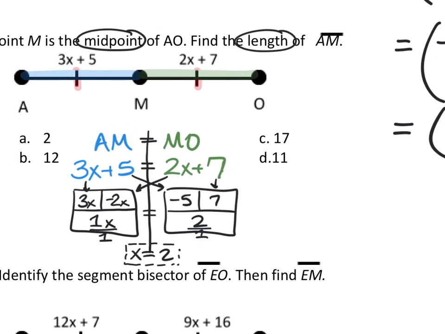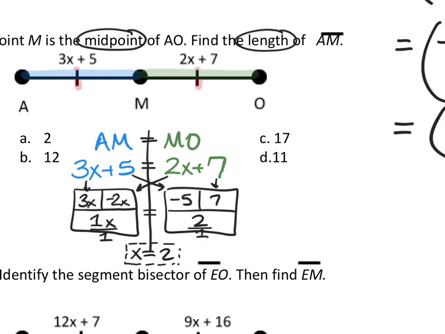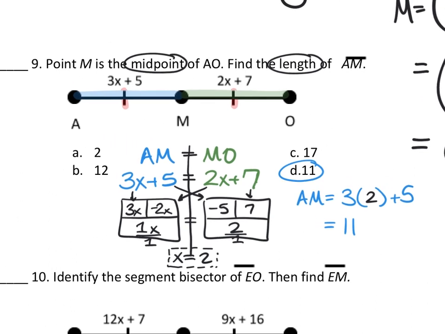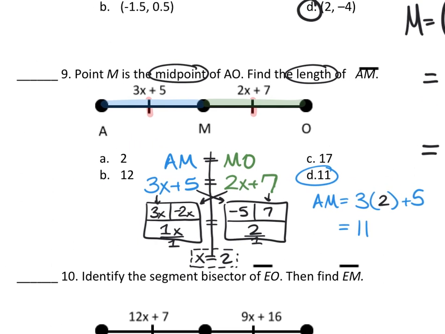It asks me for the length of AM, which is the blue part. If we know AM is equal to 3 times x plus 5, what did we just find out was x? 2. So really the answer here should be 3 times 2 plus 5. 3 times 2 is 6. 6 plus 5 is 11. Look at that. There's the answer choice we actually want. And look how tricky that was.